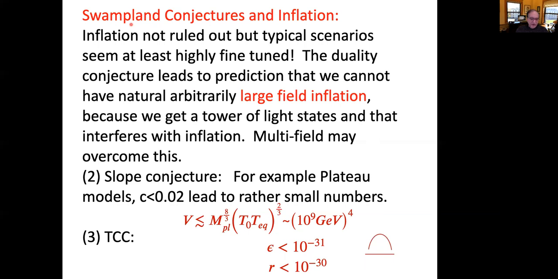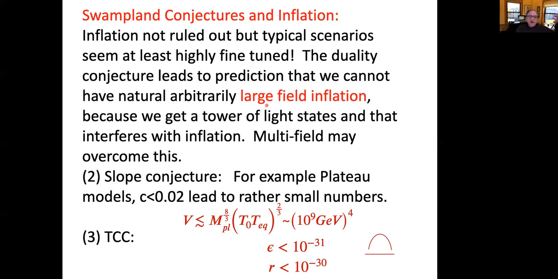But before talking about that, let me go back to the early universe first. So consider the Swampland conjectures and inflation. One of the successful models for the early universe has been inflation. It turns out inflation seems to be in a bit of a conflict with Swampland principles. The duality conjectures lead to the prediction that we cannot have a naturally large arbitrary field range. So in inflation, you typically look for a relatively large flat potential for a large field range. Now, it doesn't have to be infinitely large, but it's relatively large.